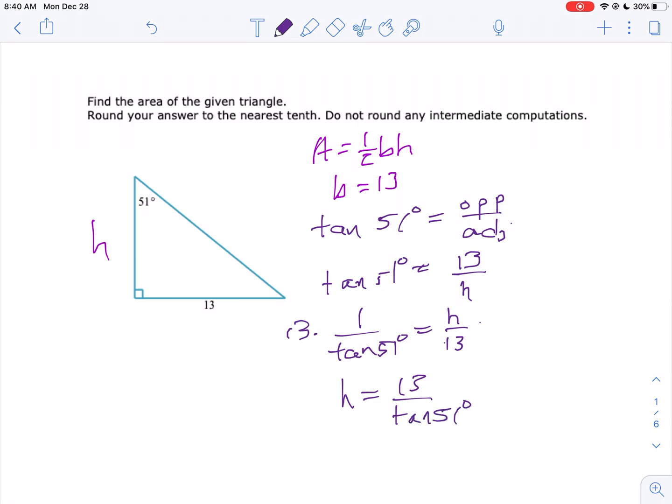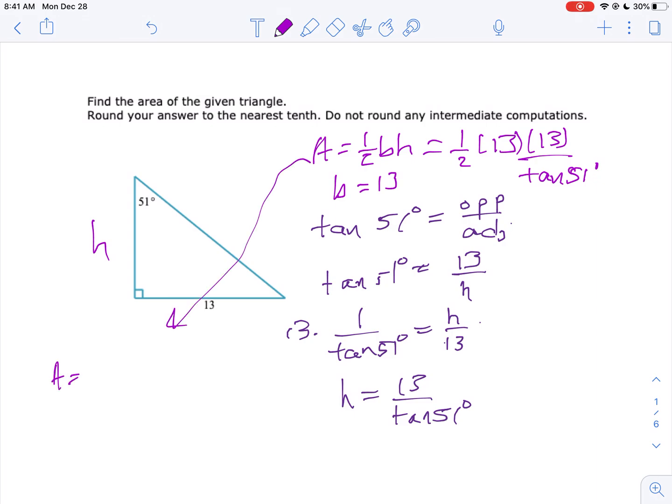We're going to plug that in to our formula then. So it's going to be 1/2 times our base, which is 13, times 13 divided by the tangent of 51, because that's h. Now, it's just a question of using our calculator. 13 squared is 169. I'm going to write that answer over here. So the area then is 169 divided by 2 times the tangent of 51.